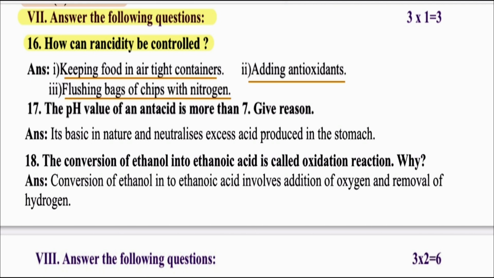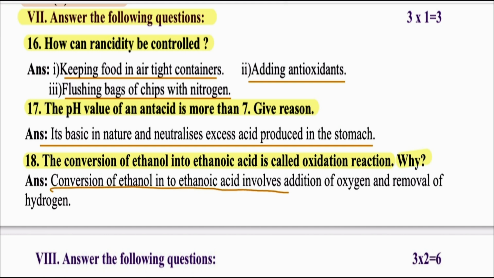Question number 17. The pH value of an antacid is more than 7. Give reason. It's basic in nature and neutralizes excess acid produced in stomach. Question number 18. The conversion of ethanol into ethanoic acid is called oxidation reaction. Why? Conversion of ethanol into ethanoic acid involves addition of oxygen and removal of hydrogen.